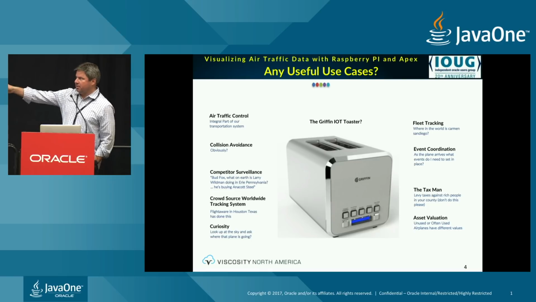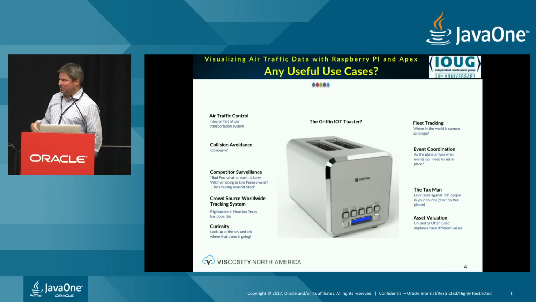So I did look on the internet and I found there's a lot of people that have put their toaster in IoT. They've both done it as makers and they actually have productized this solution. But I was looking for some real world use cases. Of course, the obvious one is air traffic control. It's already in use, collision avoidance, for example. But you might use it to survey a competitor. Maybe Gordon Gekko is flying to Erie, Pennsylvania to buy Anacott Steel, and you want to know where he's going. That would be a really easy thing to do.